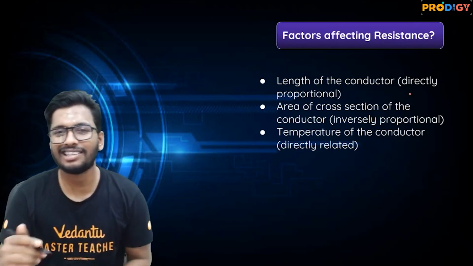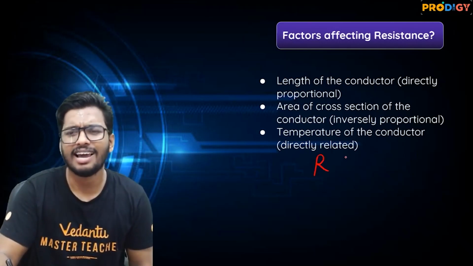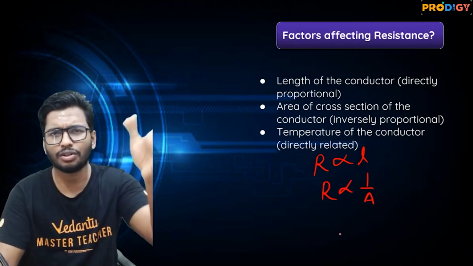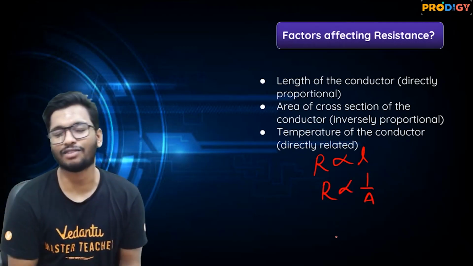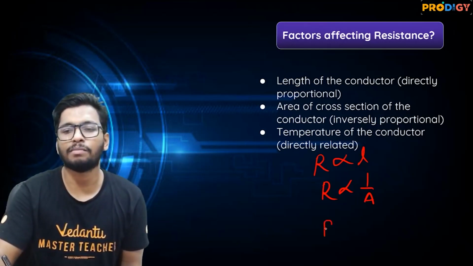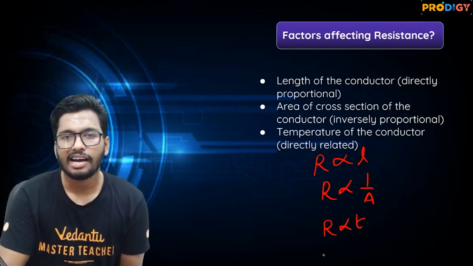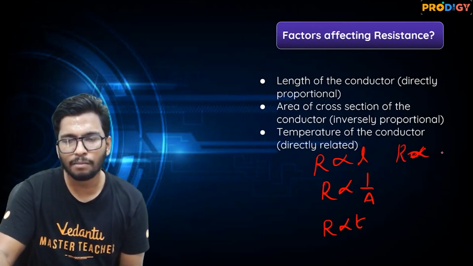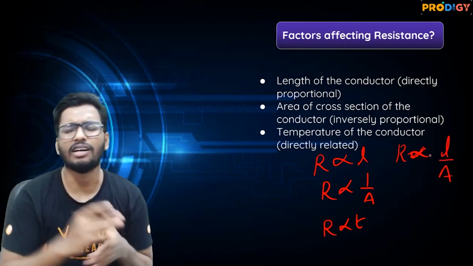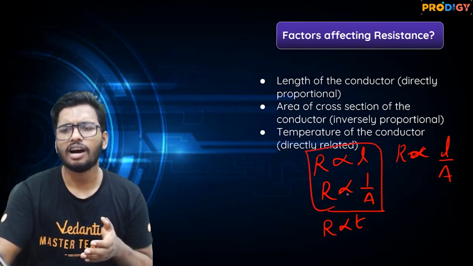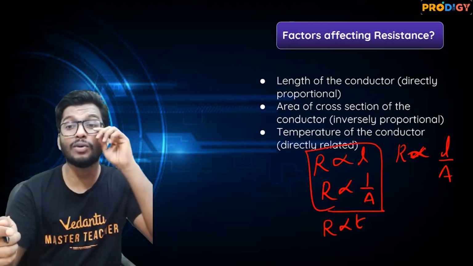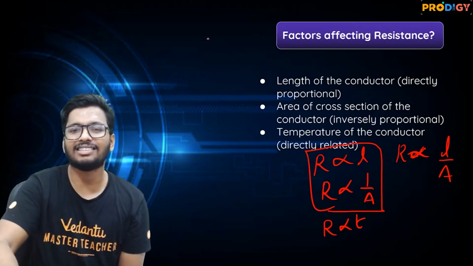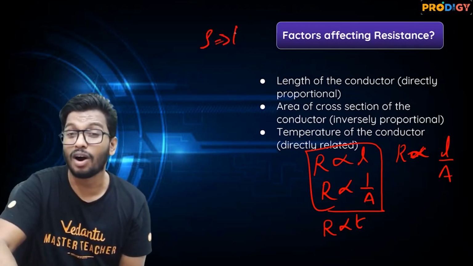All right. So mathematically, people, I can write it as R, which is nothing but resistance, is directly proportional to L. R is directly proportional to 1 by A because it is inversely proportional to the area of cross section. And also, guys, R is directly proportional to the temperature, which is nothing but T. So I can write this as R is directly proportional to L by A. Simple. I'm just combining the two and writing R is directly proportional to L by A. Now I am going to introduce another proportionality constant to remove this proportionality sign, called resistivity.